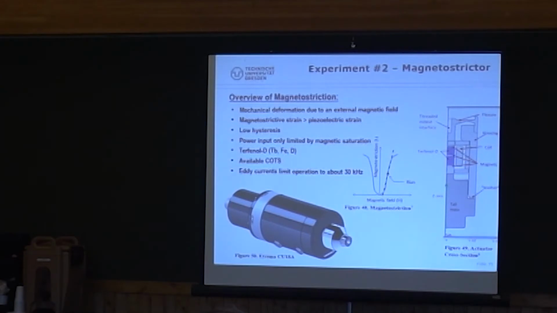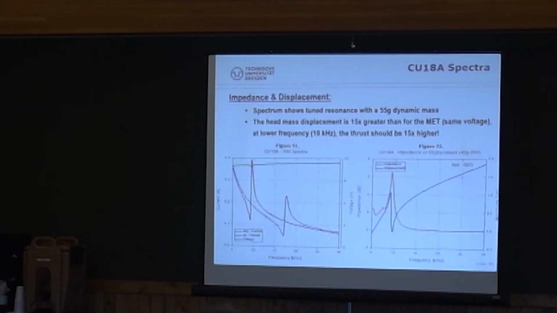The actuator is this Terfenol rod. It has low hysteresis, and it's more robust than the piezoelectric actuator because we have run a lot of tests with it and the spectrum didn't change at all. It's available off the shelf, but it's limited in frequency. We cannot go too high with the frequency because of eddy current losses. The higher the frequency, the higher the losses. So these transducers are actually only designed up to 30 kilohertz, I think.